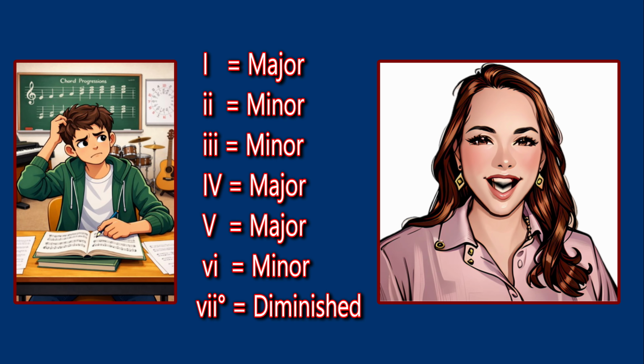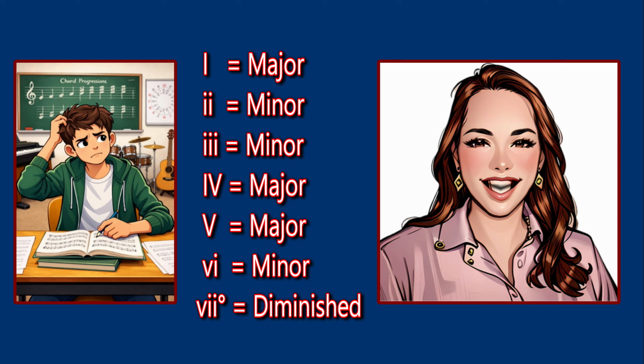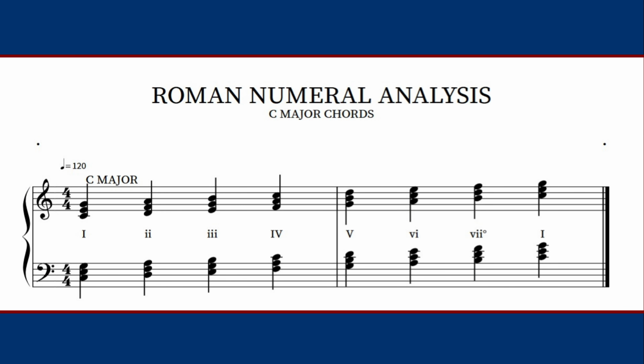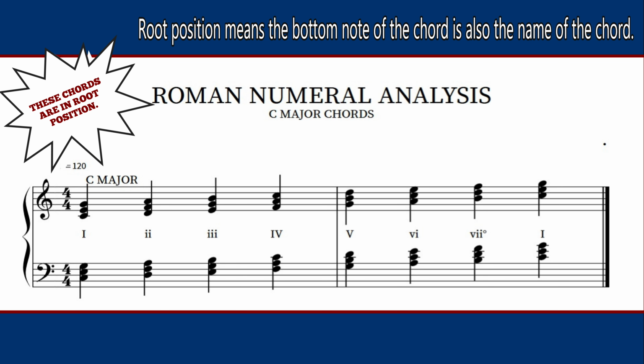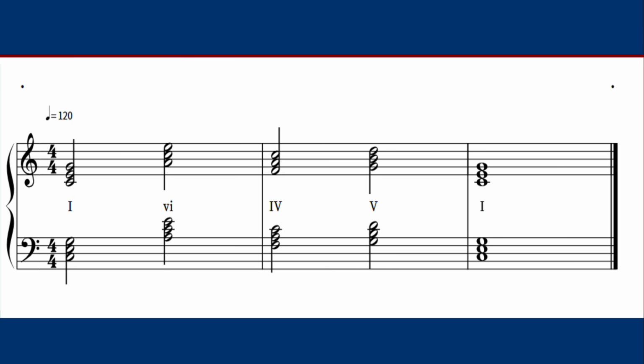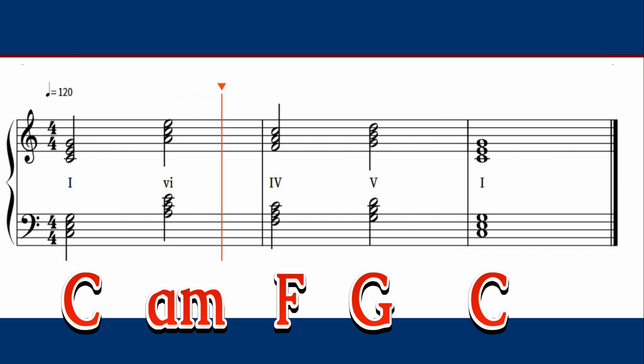If you're wondering what I mean by major, minor, and diminished, stick around and at the end of the video, I'll give you a quick review. Now back to Roman numeral chords. Here's what the chords look like in C major. Let's just say I want to play the chord progression 1, 6, 4, 5, 1 in C major. The chords I want to play are built on the 1st, 6th, 4th, and 5th chord, which is C major, A minor, F major, G major, and back to C major.